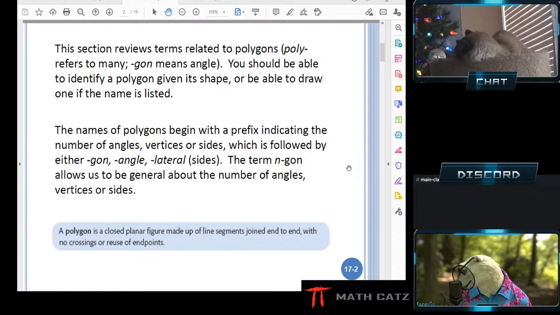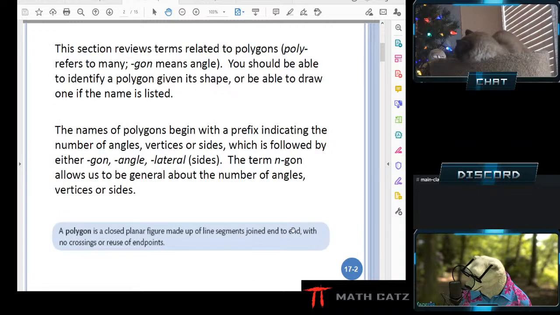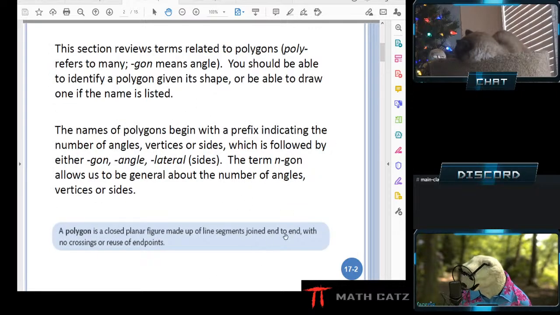But let's clarify what a polygon technically is. There's a couple of requirements. A polygon is a closed planar figure. What does that mean? Well, I'm drawing a shape on a two-dimensional surface, on the plane, on your screen, on your paper. Call that a planar figure. And it has to be closed, meaning I can't have an open gap. We're going to see examples in a second. And it's made up of straight line segments, joined end to end with no crossings, no reuse of endpoints.